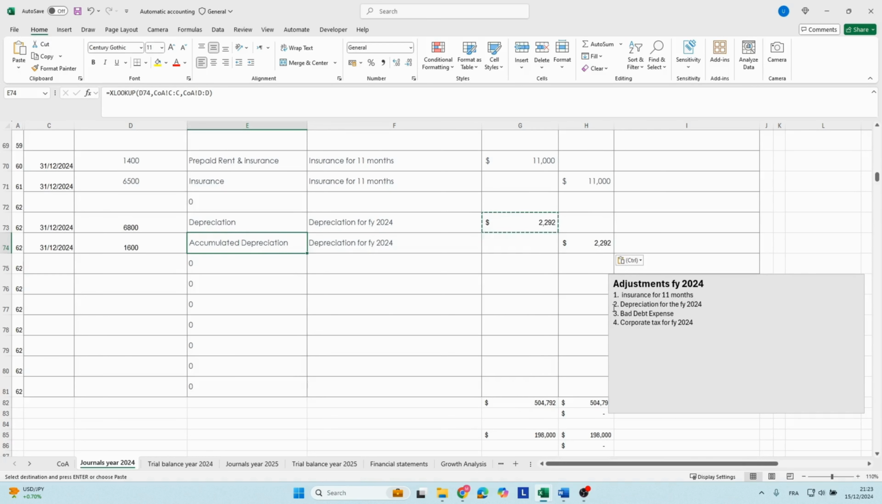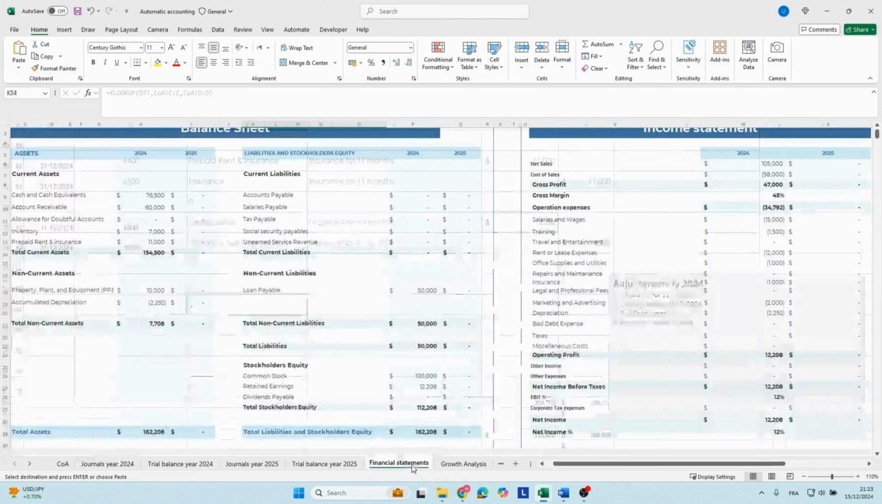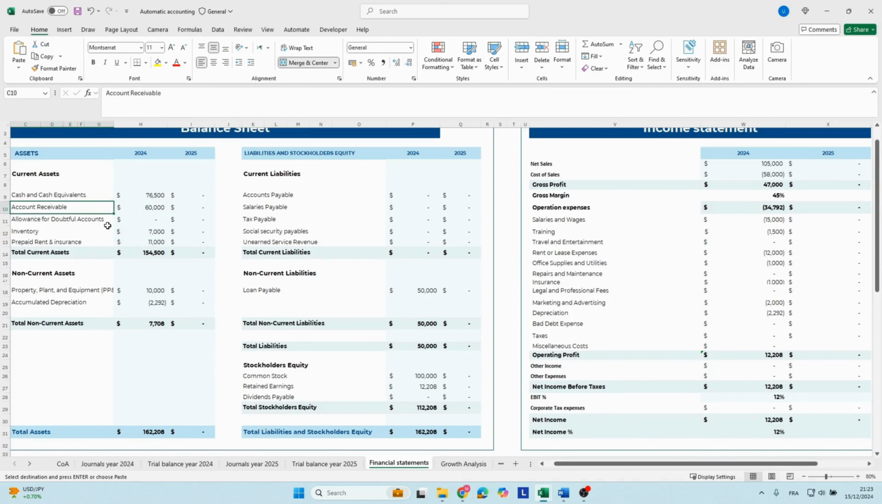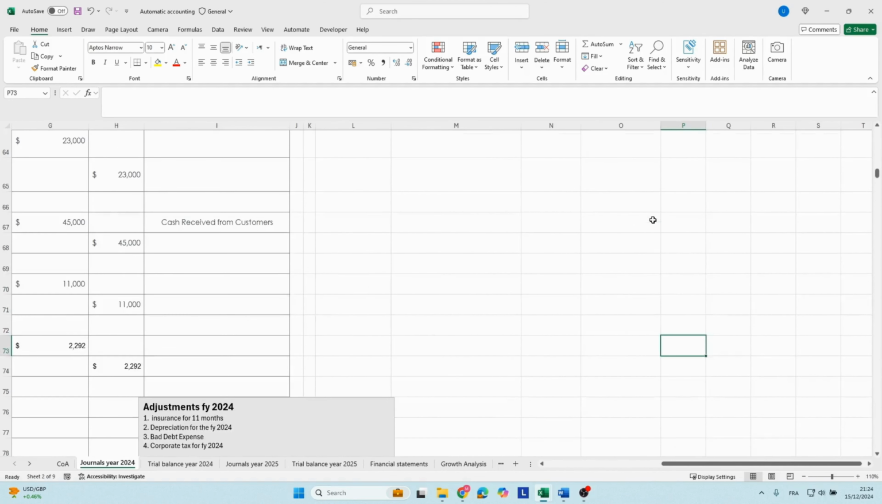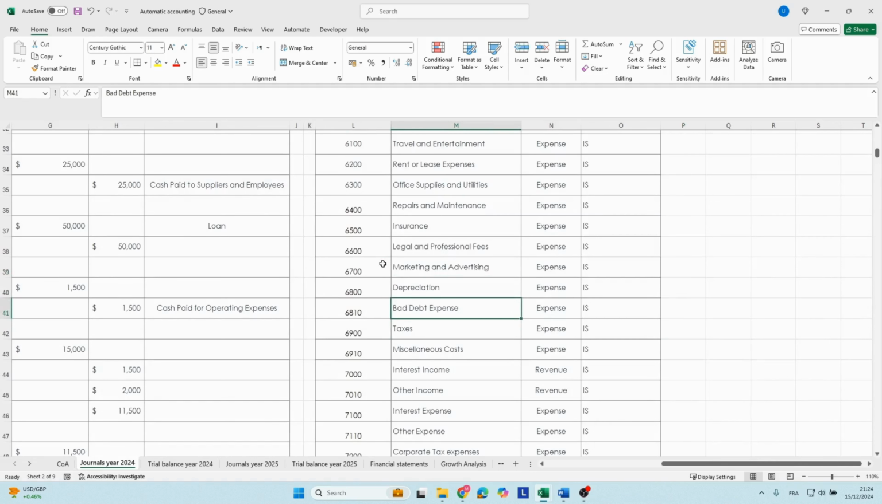Then we have bad debt expenses. In this case, we go to the financial statement. We check our financial statement. You see that we have accounts receivable of 60,000. Based on the company guideline, when we have accounts receivable at the end of the year, we need to make a bad debt provision for it. In our case, we use 30% as the management decided. We need to book the cost. We check in the chart of account and you see that bad debt is account 6810.